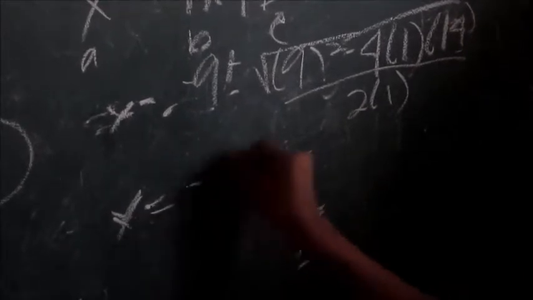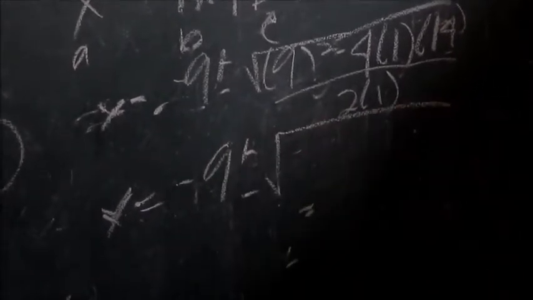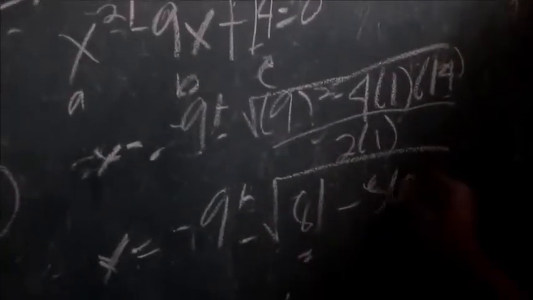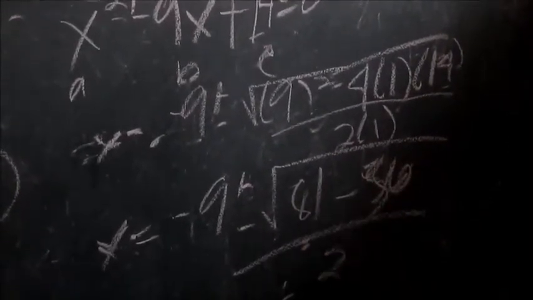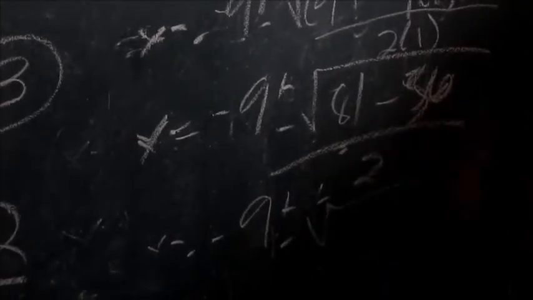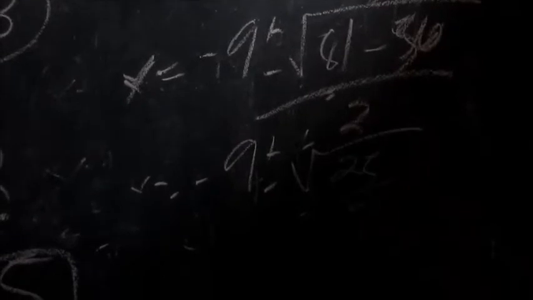x equals negative 9 plus or minus the square root of 9 times 9 is 81 minus 4 times 14 is 56, over 2. So x equals negative 9 plus or minus the square root of 81 minus 56 is 25, over 2. So it equals negative 9 plus 5 because the square root of 25 is 5, equals negative 4 over 2.